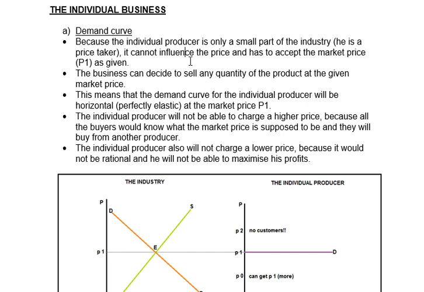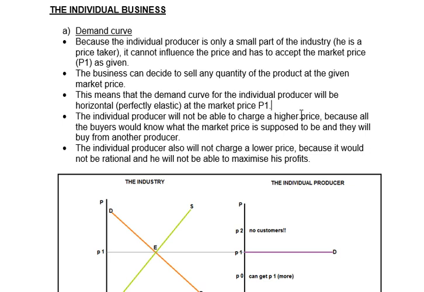All right, the market will determine the price. Each individual producer will take that price and accept that price. And then all he needs to do is he needs to decide on the quantity of the product that he is willing to produce at this price level. Okay, now because each individual producer is a price taker, that means the demand curve for the individual producer will be a horizontal line, a perfectly elastic demand curve at the market price, which in this case was P1.